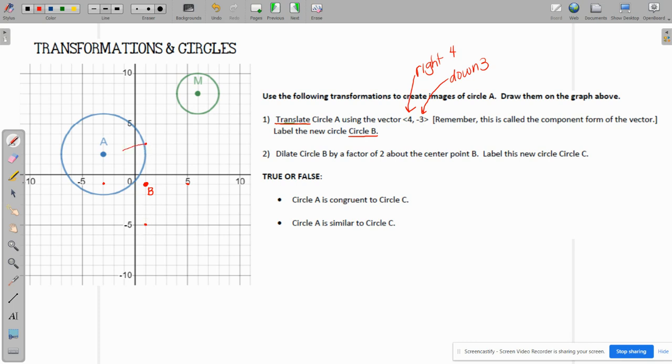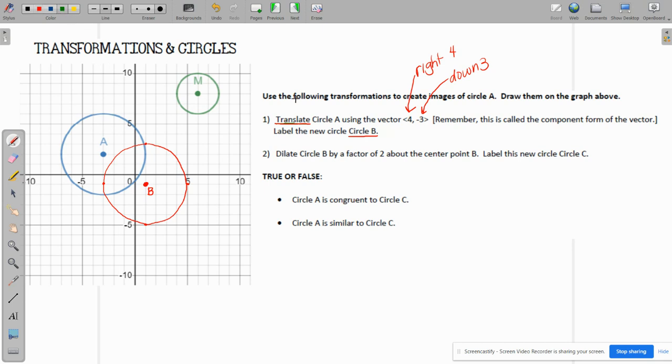So you're going to see my awesome drawing skills. I'm going to do my best to draw a circle. And we're expecting that it looks to be the same size as circle A. So there's circle B, which is just a translation of circle A. Now we're going to dilate circle B. So this red circle here, we're going to dilate that by a scale factor of 2, about that center point. So we're going to use this center as our center of dilation.